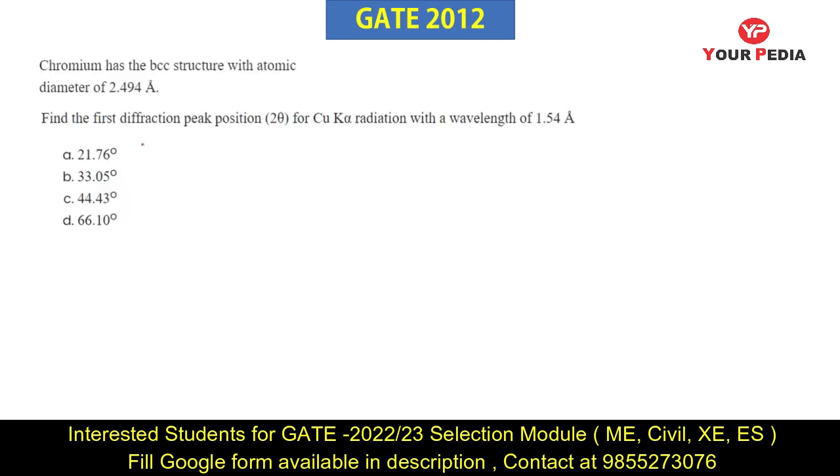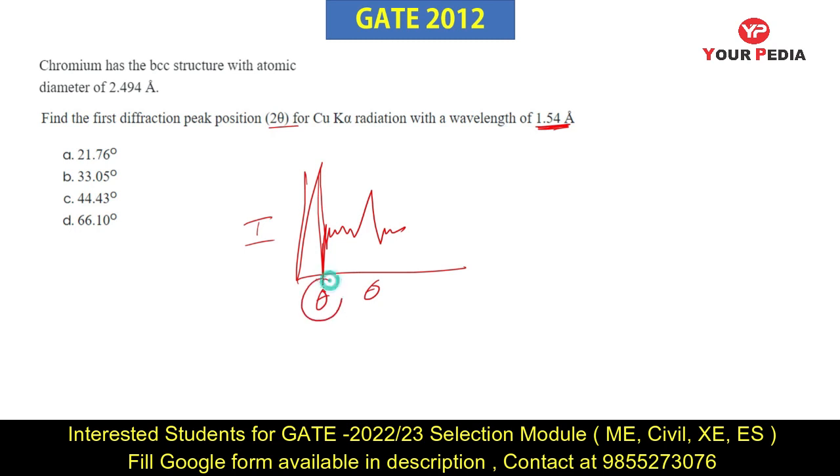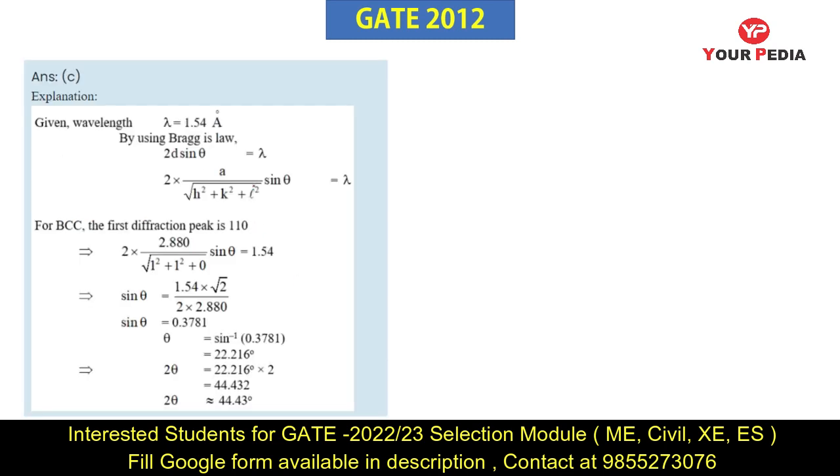Now again the same question, but in this case find the first diffraction peak position, 2 theta, for chromium K alpha radiation with the wavelength given. We have to find the position of the first peak. If this is the intensity and this is theta, there is a first peak, and after that a second peak. At what theta is this peak observed? For this there is a direct formula using Bragg's law: 2d sin theta equals lambda, and d is a divided by the square root of h square plus k square plus l square. From that you can calculate.